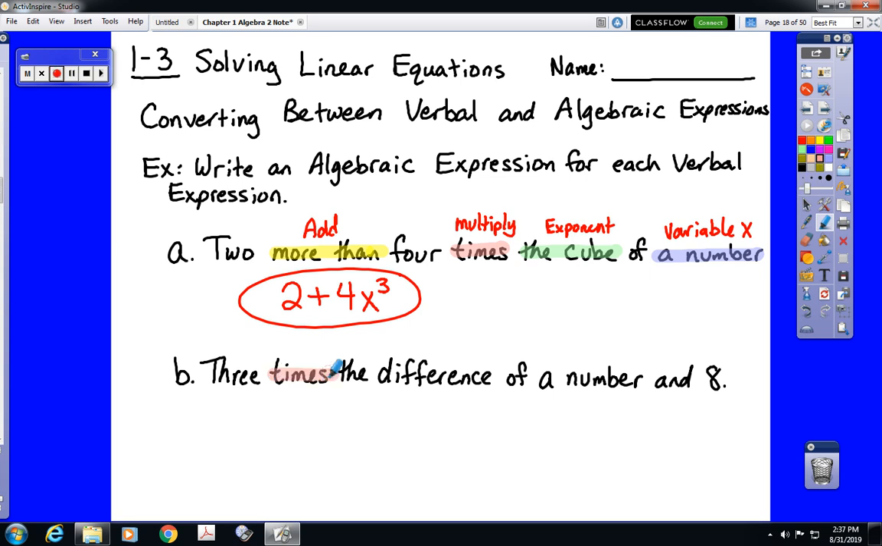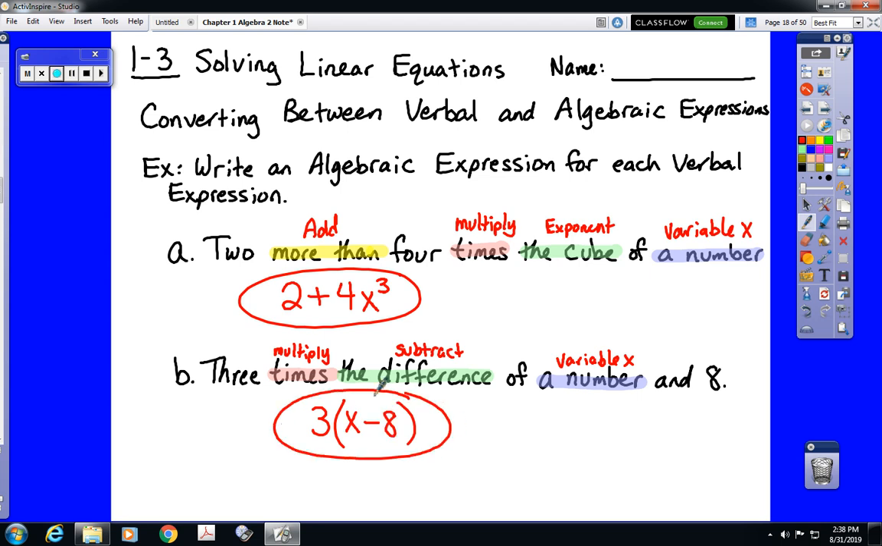3 times, there's multiplication. The difference, that's subtraction. And then we have a number, which is our variable. Difference means subtract. We have to be very careful with our order. And then we have multiplication. So, 3 times the difference indicates that we have parentheses of a number and 8. So the difference of a number and 8 would be x minus 8. And then 3 times that would put parentheses around x minus 8 and put a 3 in front.